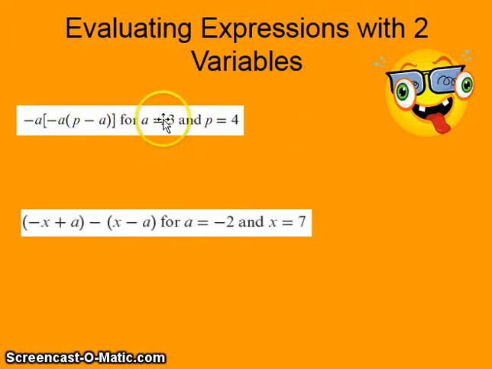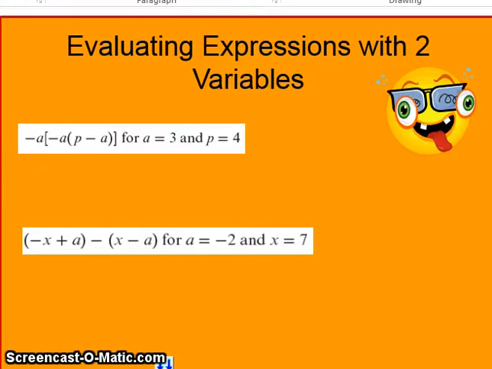Now all we have to do here is plug 3 in everywhere in this expression we see an a, and plug 4 in everywhere in this expression we see a p. When we do that, it's going to look like this. We're going to have negative, and then instead of a, we'll write 3, times, write our brackets, negative, again, a is 3, times p, which we know to be 4, minus a, which again is 3.